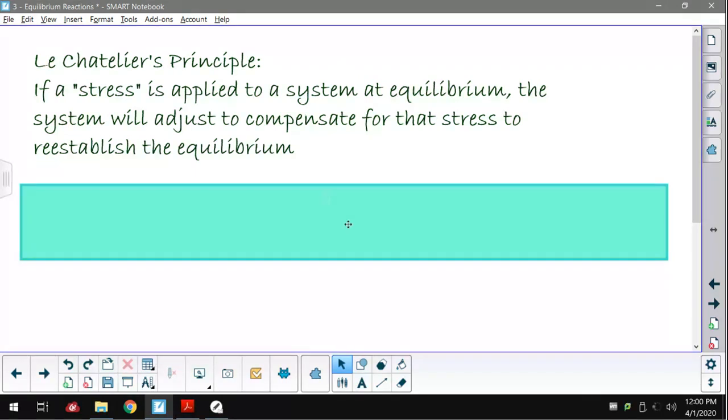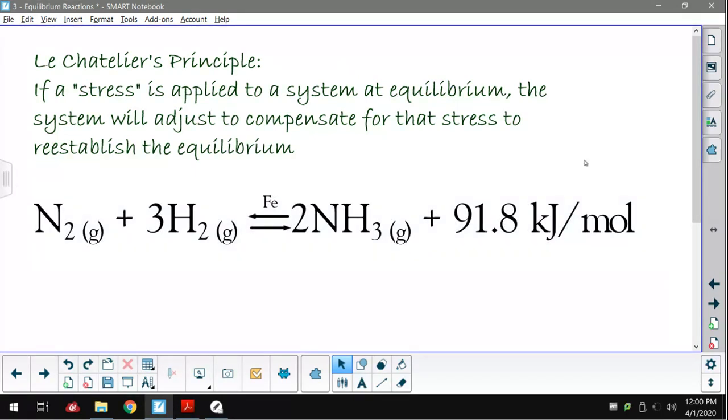So let's go back to our good old friend here, the Haber process. In this one, if we did nothing, it would establish an equilibrium where the amount of nitrogen and hydrogen remain constant and the concentration of ammonia will remain constant. But that doesn't do us any good. We want to make ammonia.